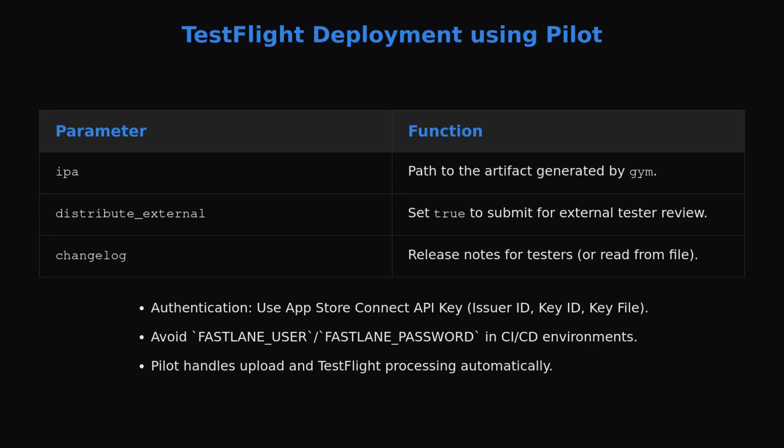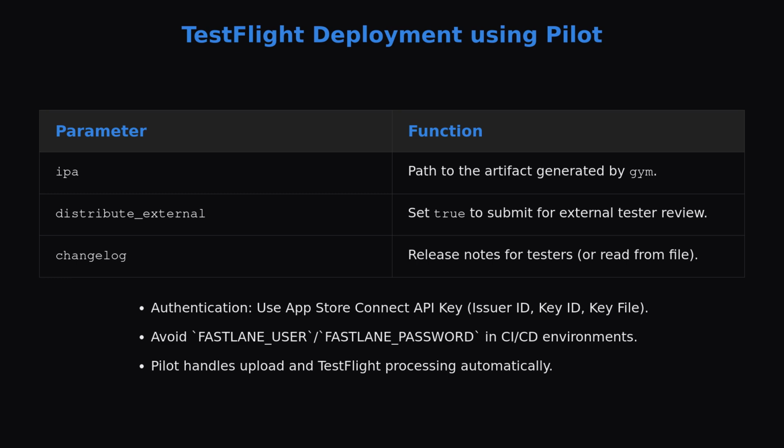We use the pilot action to upload the compiled .ipa file directly to App Store Connect for TestFlight distribution. The path to the .ipa artifact generated by gym must be passed as the primary input parameter. If the build is intended for external testers requiring Apple review, specify the distribute_external parameter as true. Define the release notes using the changelog parameter, or structure the content by reading from a dedicated Markdown file.